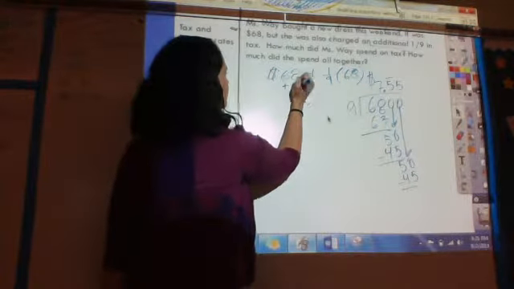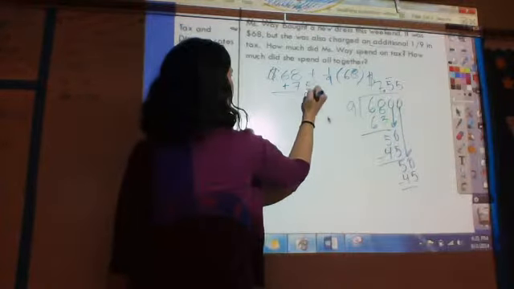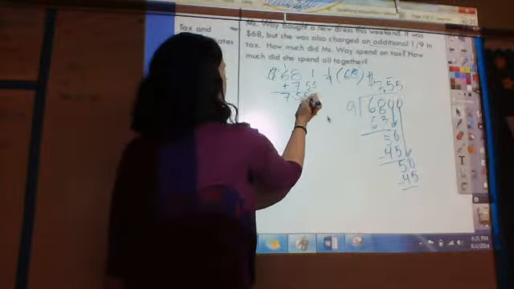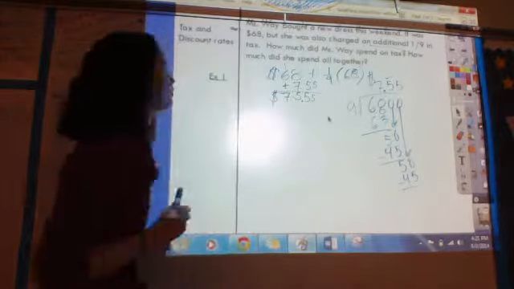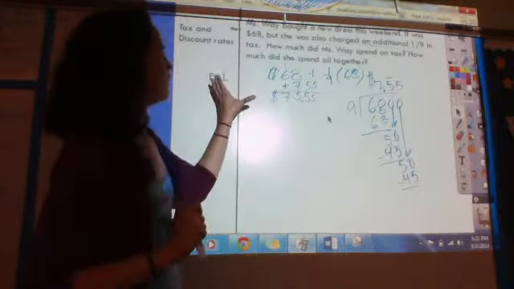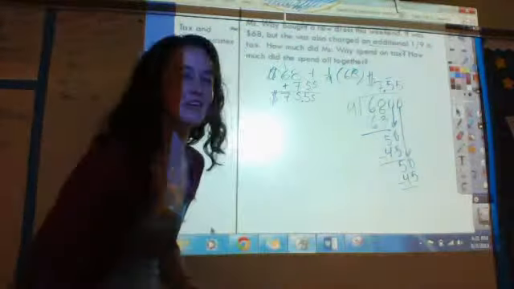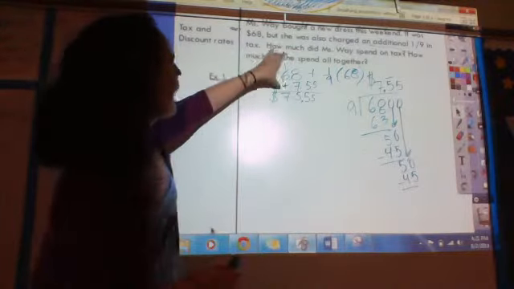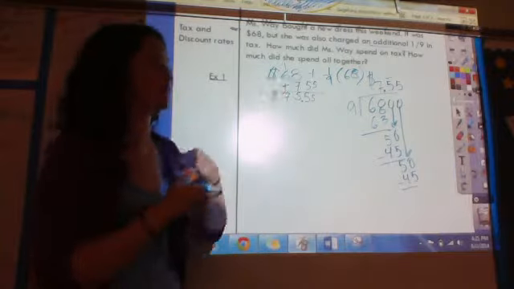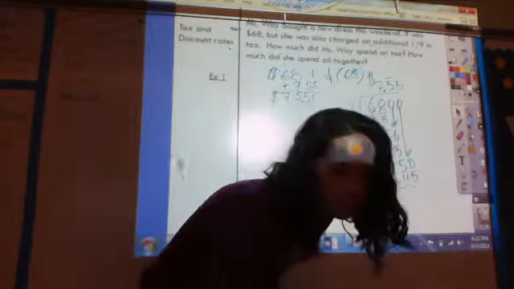68 plus 7.55. 55 comes down. 7 plus 8 is 15. Put a 1 up here. The total cost that Miss Way had was $75.55. So the only difference here from what we did before was that we are adding an additional tax. Okay? We're not taking away a discount, we're adding more money on there. Okay? Next. Now this one is a little bit different.